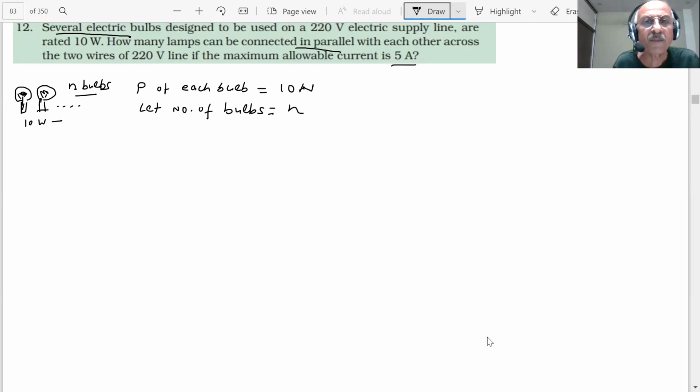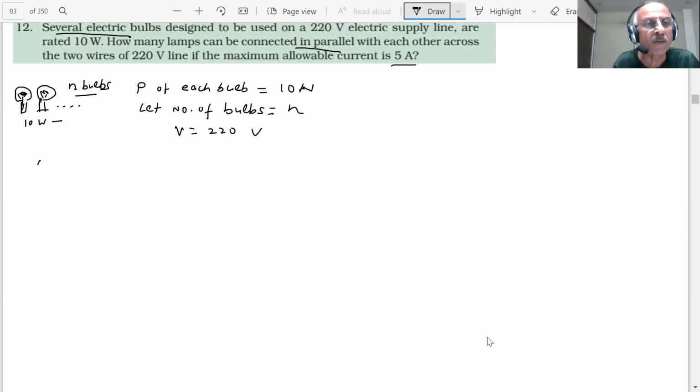Can you tell me, student, when you have the same rating of the bulb, what will be the same in every bulb? Because what is the potential difference? He is going to use a 220-volt supply line. How many lamps can be connected in parallel with each other? What we are connecting, student, in parallel with each other. Okay? Across the two wires of 220 volt.